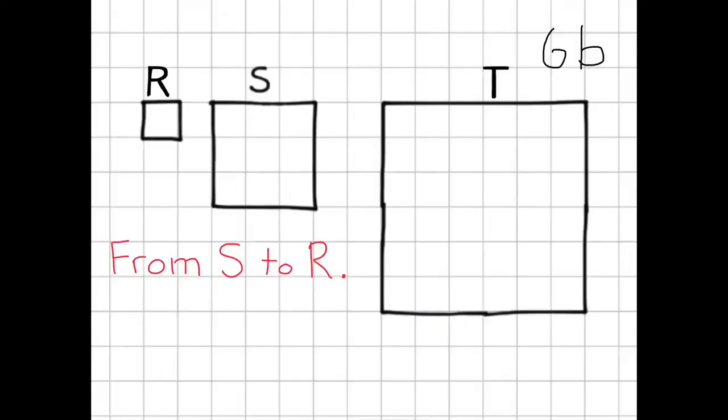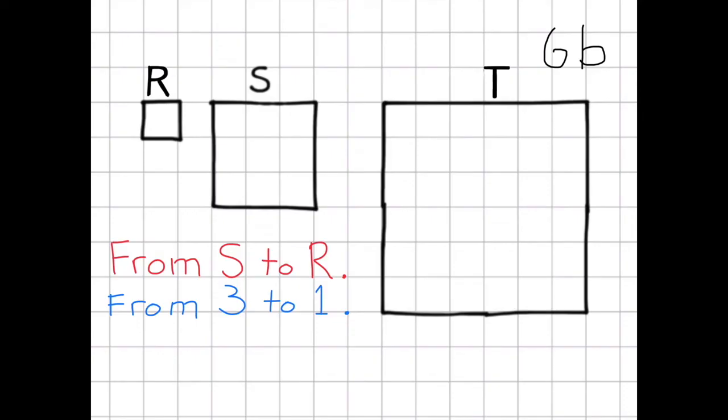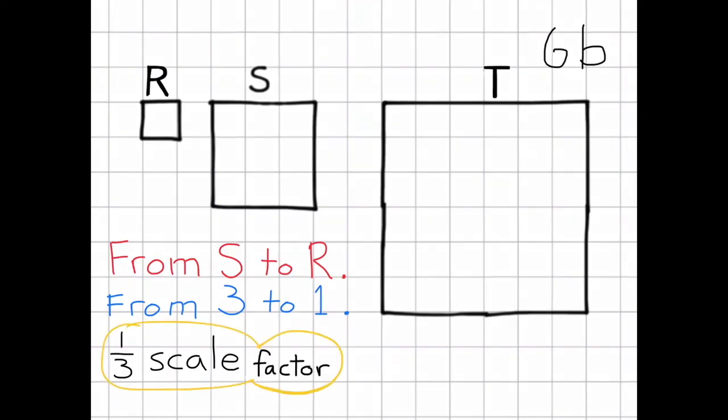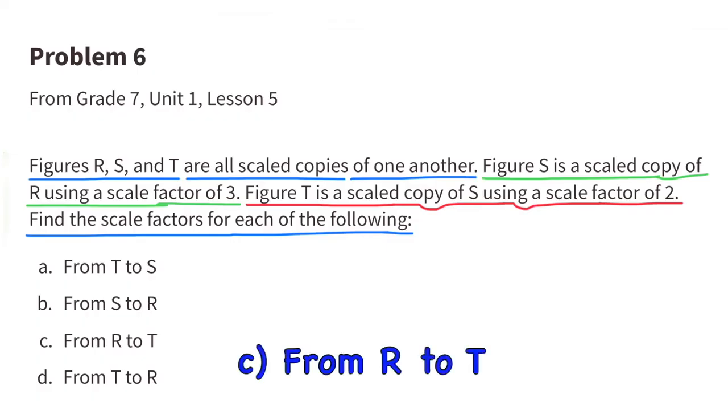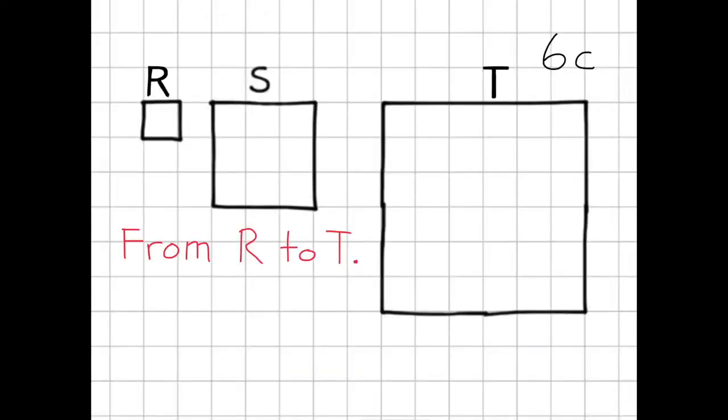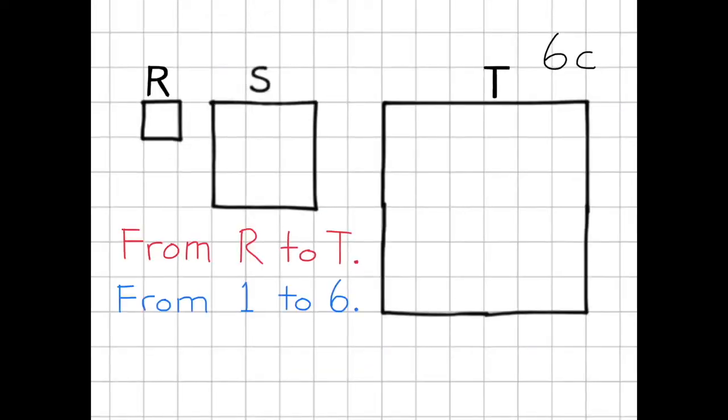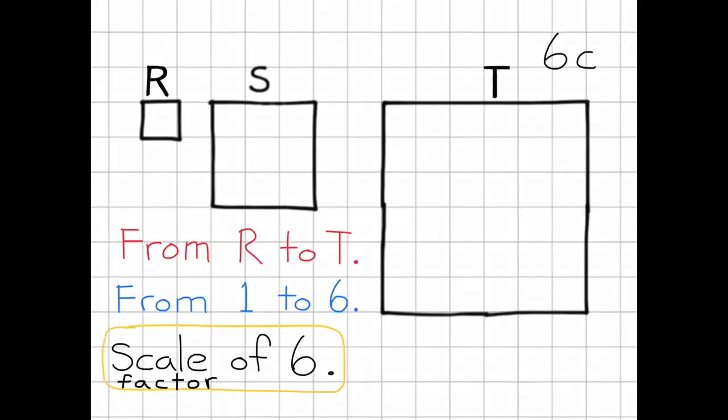Going from S to R is like going from 3 to 1. Since 1 is 1/3 of 3, the scale factor is 1/3. C. From R to T. Going from R to T is like going from 1 to 6. And since 6 is 6 times greater than 1, it's a scale factor of 6.